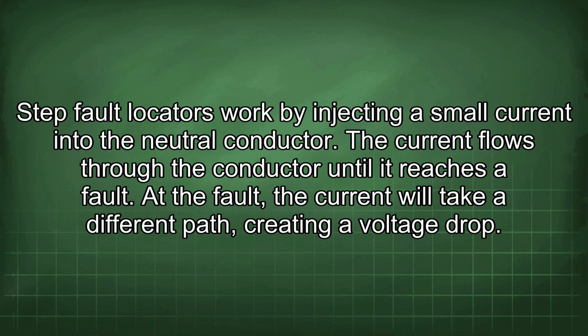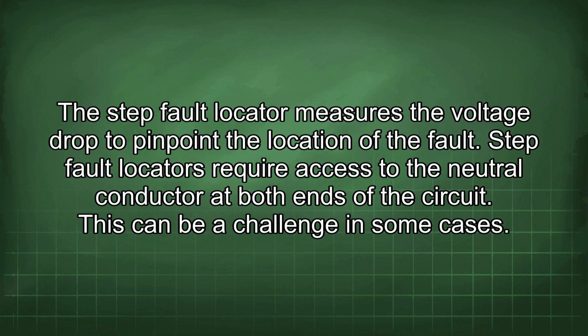Step fault locators work by injecting a small current into the neutral conductor. The current flows through the conductor until it reaches a fault. At the fault, the current will take a different path, creating a voltage drop. The step fault locator measures the voltage drop to pinpoint the location of the fault. Step fault locators require access to the neutral conductor at both ends of the circuit. This can be a challenge in some cases.